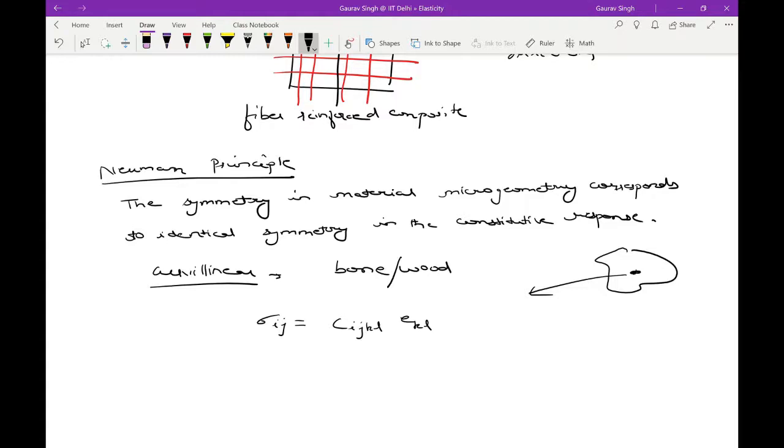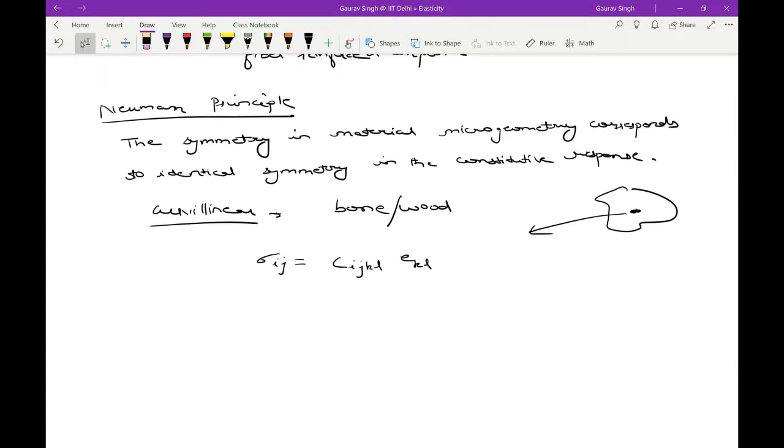Now there were certain symmetries which we had learnt about before. For example, Cijkl is equal to Cjikl, and this is equal to Cijlk, and this is equal to Cklij.